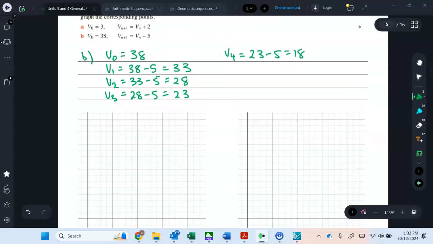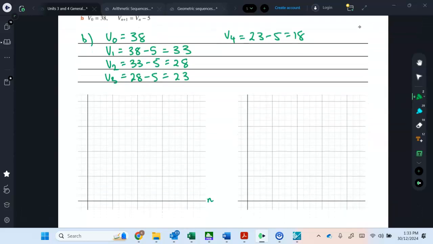Now, if we were to graph them, here we've got our values of n. So we've got 0, 1, 2, 3, 4. And I might go up by 10. All right, so if your x-axis is n, then your y-axis is Vn. It's kind of like your x and your y if you were doing a linear graph. Our first value is 38.